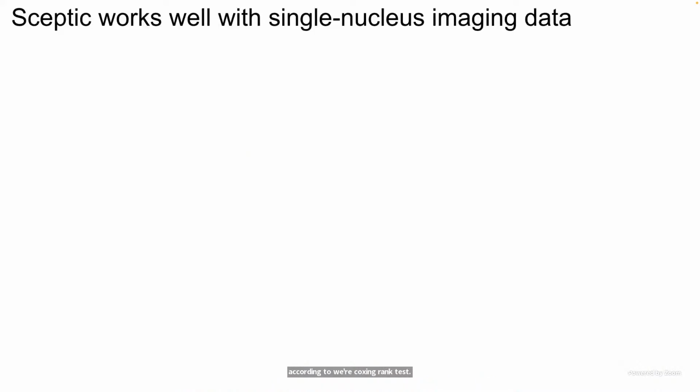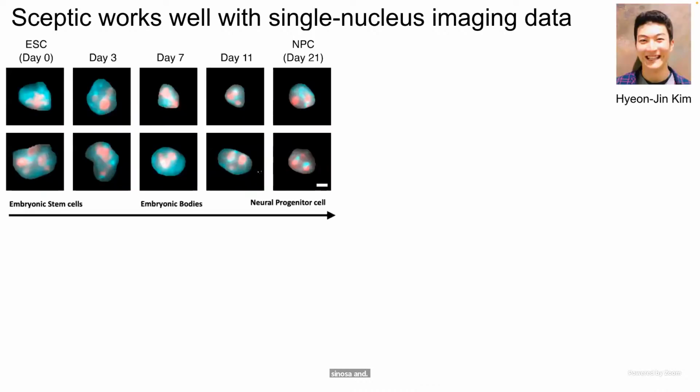After showing that the SCEPTIC model can work well on single-cell RNA data, we next test whether we can generalize this model to single-nucleus imaging data. Our collaborator Hunjin from Dr. Fuller's lab here at UW helped us collect the same five-time-point mouse embryonic stem cell differentiation data, but with single-nucleus images.